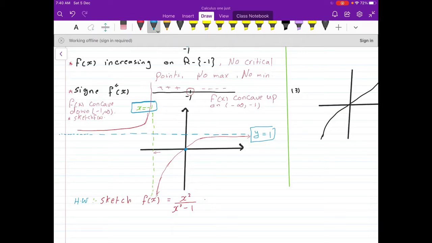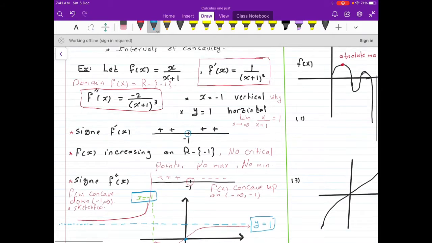To practice أكتر for rational functions, حاول إنك sketch the function f(x) equals x squared over x squared minus 1. Before you sketch and study the intervals of increasing and decreasing, first of all, the domain of f(x) is R except plus minus 1.